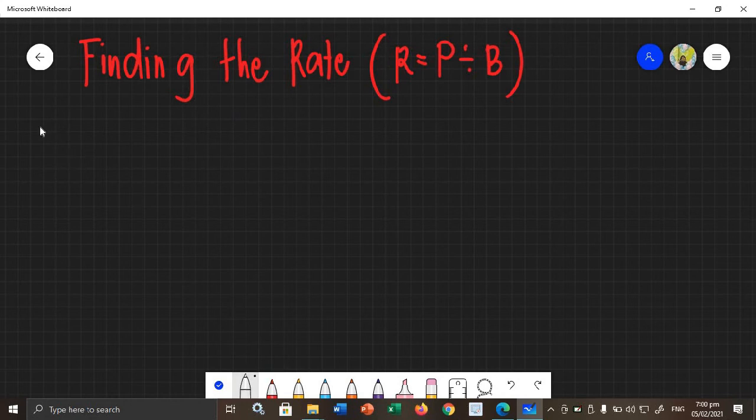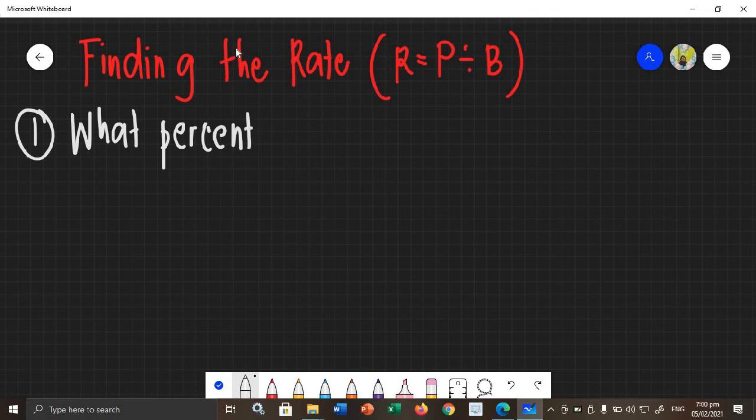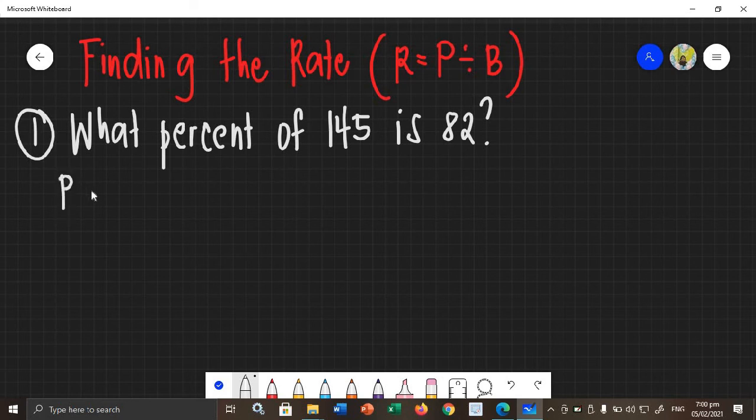So, let's say we have this problem, no? What percent of 145 is 82? So, sobrang daling matukoy if you are looking for rate kasi ang hinahanap natin is percent. What percent of 145 is 82? So, ang given natin dito is yung percentage, yung base. Ang nawawala sa atin is the value of our rate.